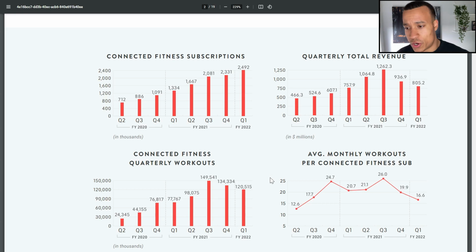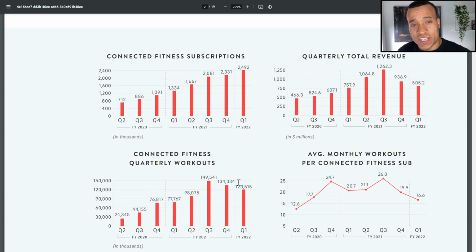Now, the first thing that I want to show you is effectively the number of subscriptions, how many people are actually paying for Peloton services. So we can see that connected fitness subscriptions have actually increased, and they're continuing to increase. From there, it looks pretty good, right? Okay, the increase isn't significant, but compared with Q1 of the prior year, that's a huge increase. It's almost doubled. So that looks quite good.